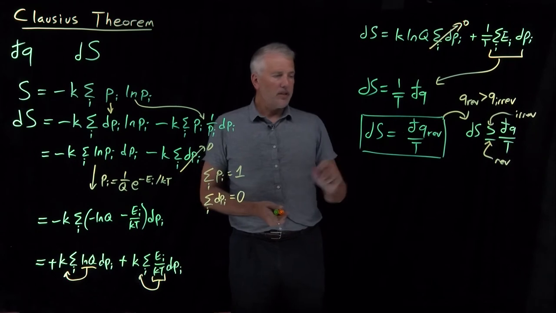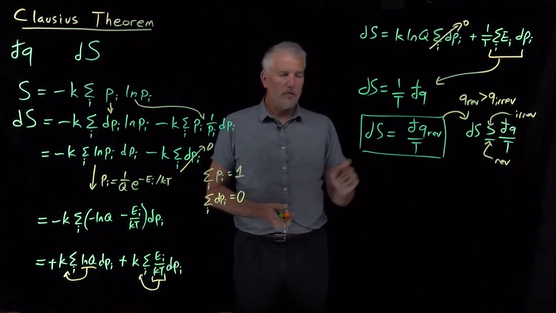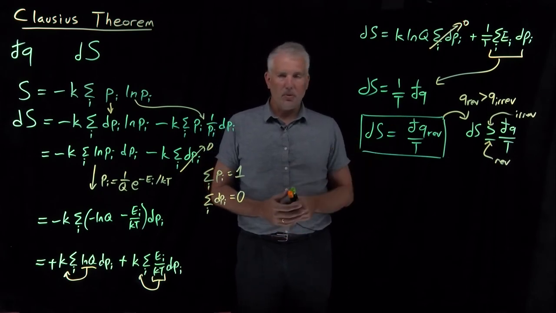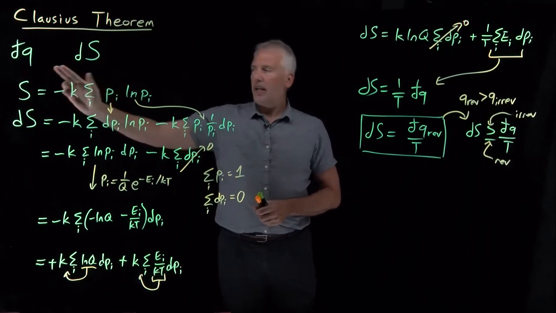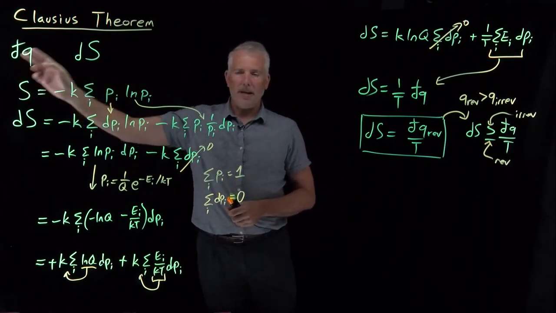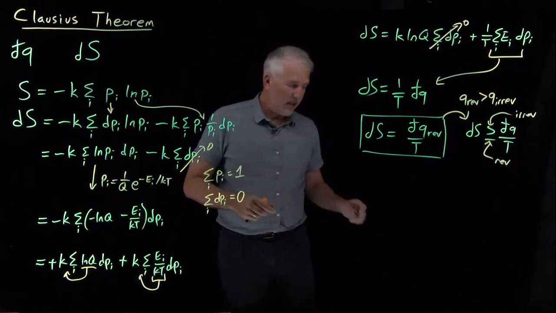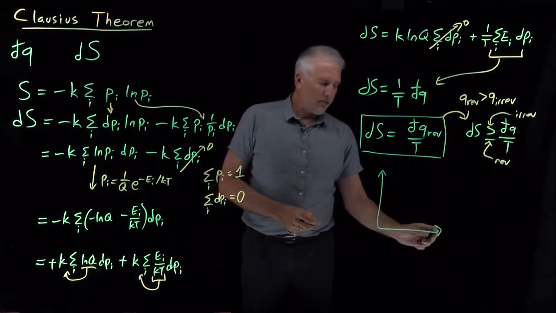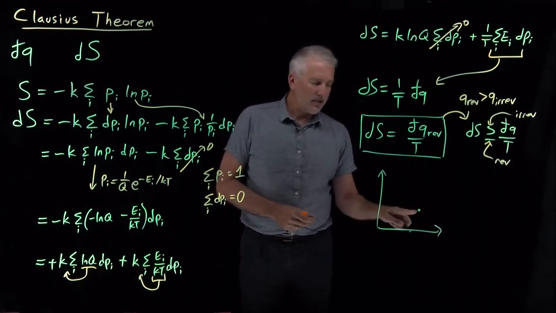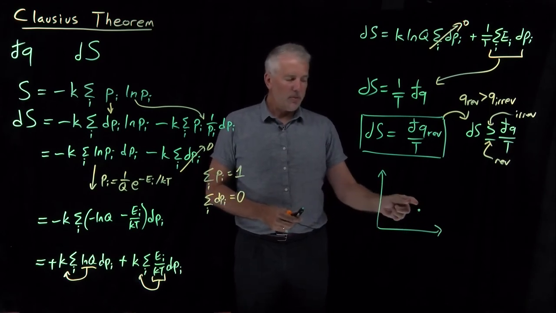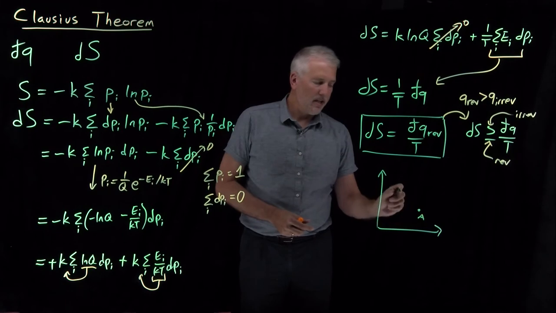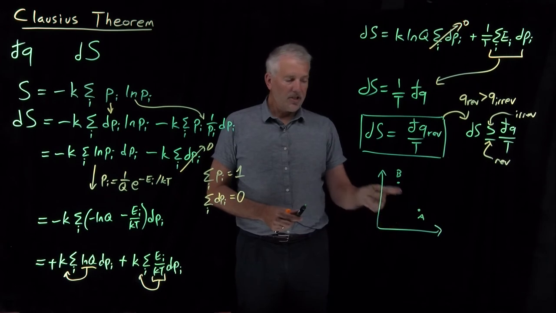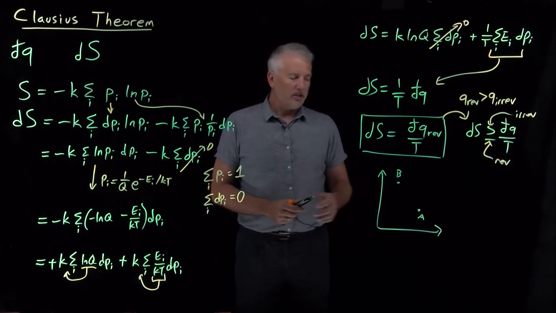For now, I'll just point out that this statement, ds is equal to dq over t for a reversible process, that's a fairly remarkable statement because it makes a direct connection between what we've been thinking of as a state function and what we've been thinking of as a path function. Remember, a path function is path dependent. If I have a system, it doesn't matter what these variables are, they could be temperature, pressure, volume, anything we want, but if I have a system at some particular state, I can talk about the entropy of the system in that state. Let's say state A, state B. If I want to go from state A to state B, the change in entropy from state A to state B is some delta S associated with that process.